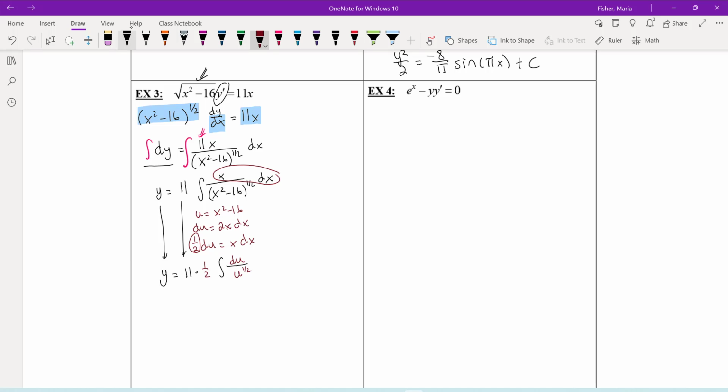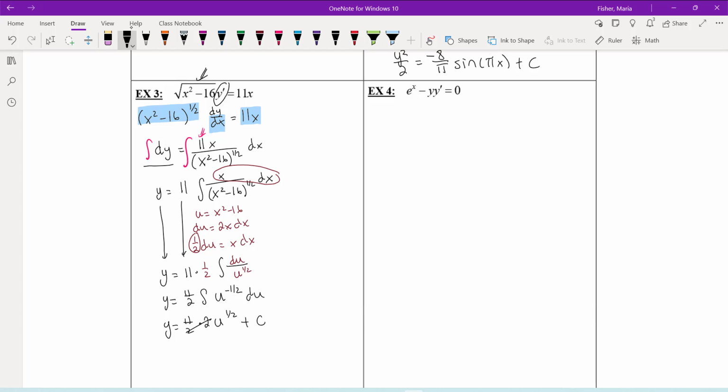Well, u to the 1/2, getting that out of the denominator, is just going to be u to the negative 1/2. So we have y equals 11 over 2 times the integral of u to the negative 1/2 du. Using the power rule to integrate that, we'd get u raised to 1 more, and that's going to be positive 1/2. Divided by 1/2, well, since it's a fraction, we're just going to multiply it by the reciprocal of 1/2. The reciprocal of 1/2 is 2, and then plus that constant of integration.